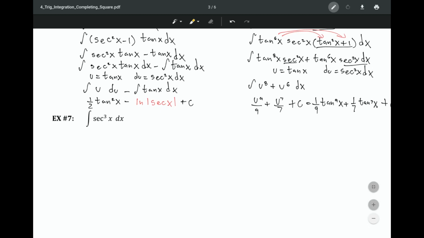It starts off the same though. Let me see here. So I'm going to start off the same way by splitting this up into secant square of x, secant of x dx. And let's see, what am I going to do after that? All right, so now I will probably, hang on.